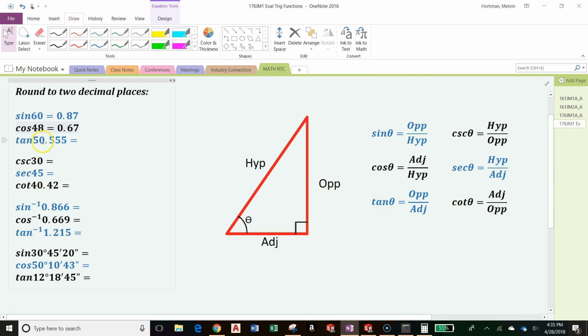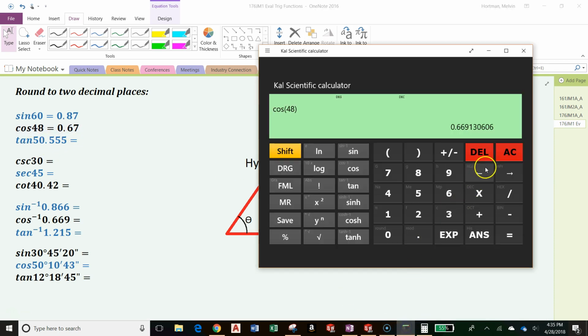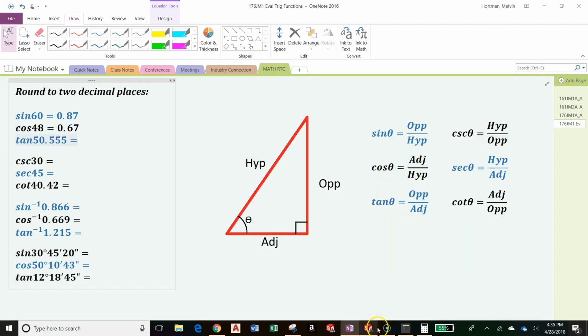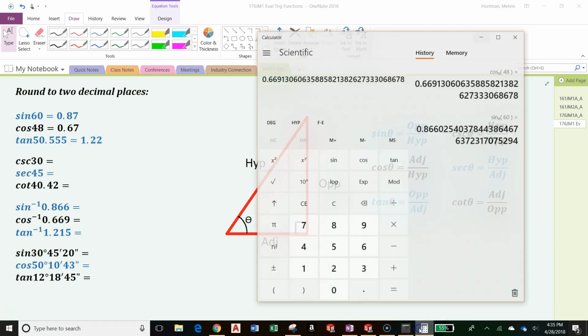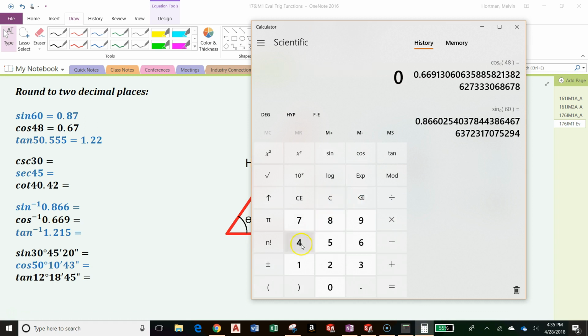Let's try tangent 50.555. So I would say tangent 50.555 equals. I get 1.2154, dot, dot, dot, dot, dot. I'm going to round that to 1.22. If I got that right, yep. 5 will round to 1 up to 2. And I'll do that on the other calculator as well. So here I would put in the angle first, 50.555, and then click on the tangent button. I get the same answer.